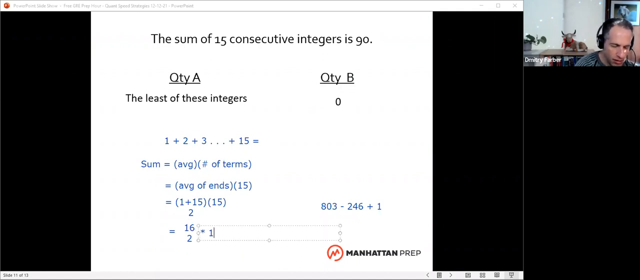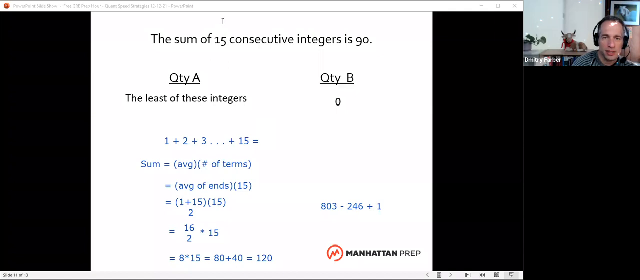And I could just do this out. I can know that's 8 times 15. 8 times 10 is 80. And then half that would be 8 times 5 is 40. So 80 plus 40 is 120. So you might say, well, okay, great. Now I know that the sum of the first 15 numbers is 120. So what? What does that tell me about the least number in my set? They only add up to 90.